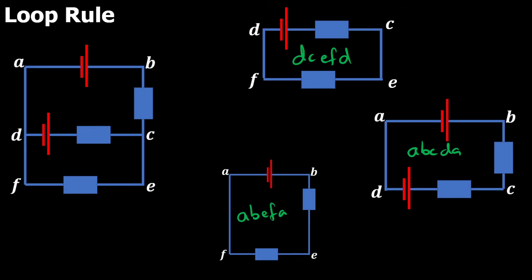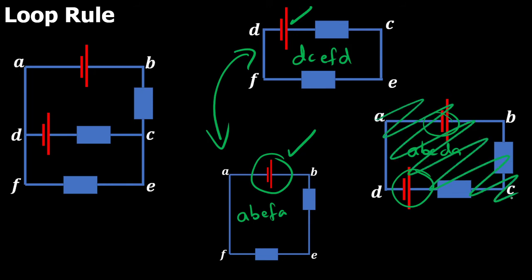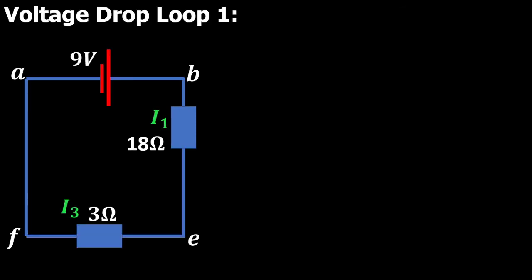Whenever you have choices of loops, think about it. Would it be easier for you to solve problems with only one EMF or two EMF? I think we both know the answer, and we both agree that the answer would be one, right? So one. Let's choose these two loops then. And let's, for now, ignore the third one. Okay? Alright. So let's look at the first loop that we have. ABEFA. Alright. So that's nice.